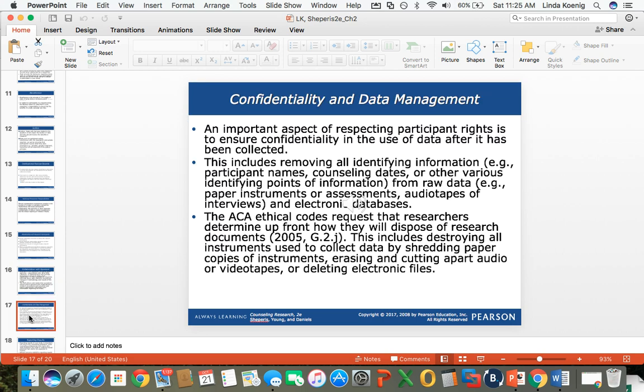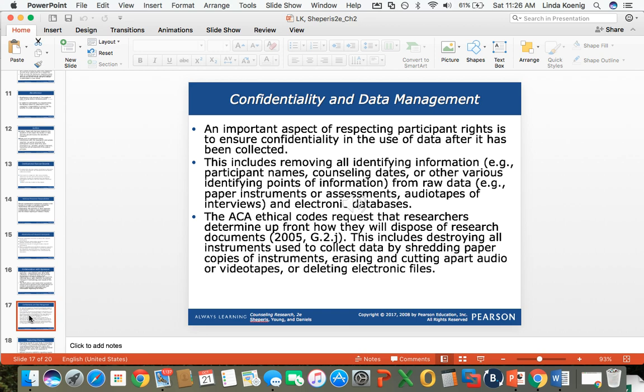All right, I talked about confidentiality and data management a little bit earlier, but specifically, one of the things that we have to do is remove any and all identifying information. If we're using data from where we provided counseling services, we would be responsible for removing our clients' names, the dates. For me, we also have student ID numbers, so that would have to be removed.